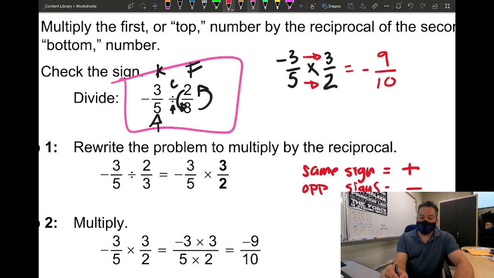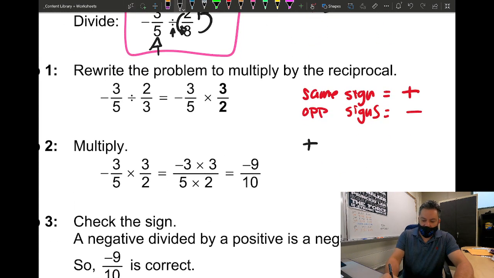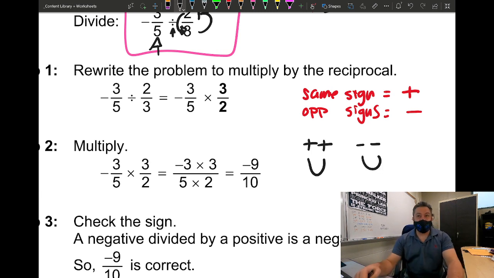And a good way to remember is with happy and sad faces. So basically, let's do something like that. If we have the same signs, it's going to be happy. It's a positive face because he's happy, right? Also, if he has the same signs, he's still happy. So if you have the same eyes, it's happy.